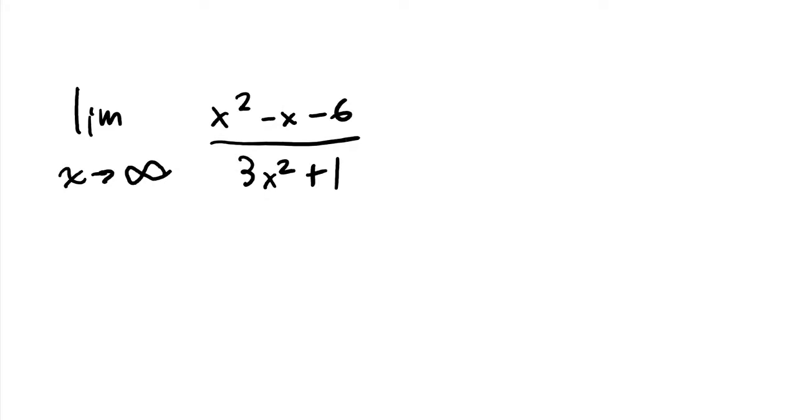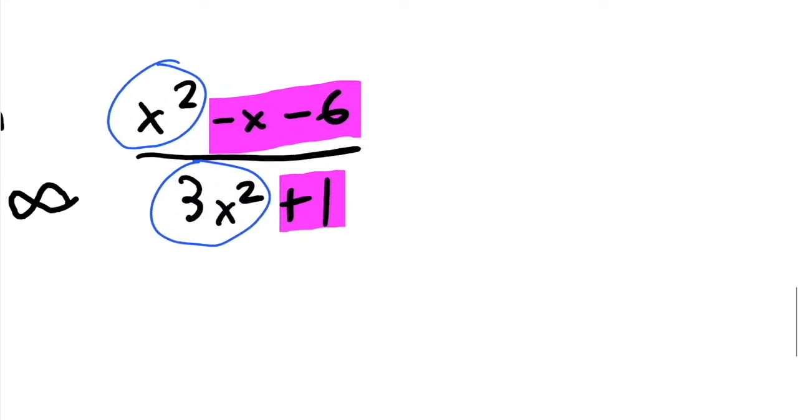As x is approaching larger and larger values, wouldn't these values right here become insignificant in a way? Because this x squared and this 3x squared, they're going to be the largest numbers. And as x is growing infinitely, these are going to become infinitely small.